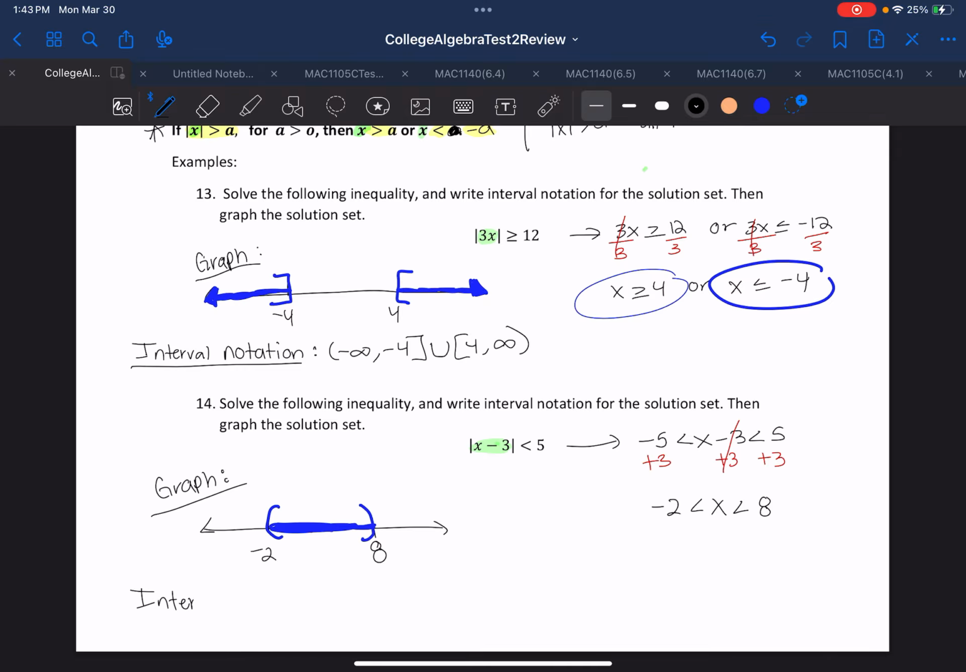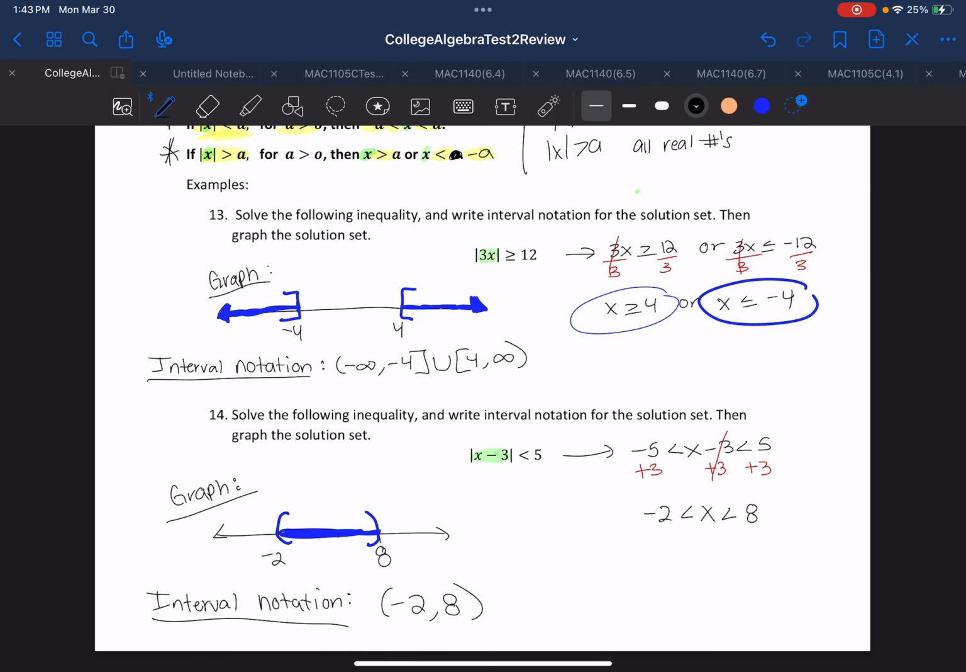And then for the interval notation, this would just be a parenthesis from -2 to 8 with a parenthesis, because that's what's being shaded. And so that would be it for that one.